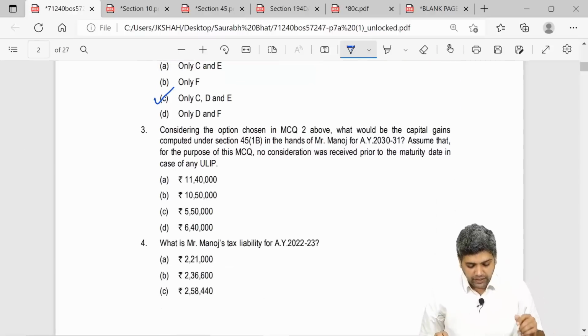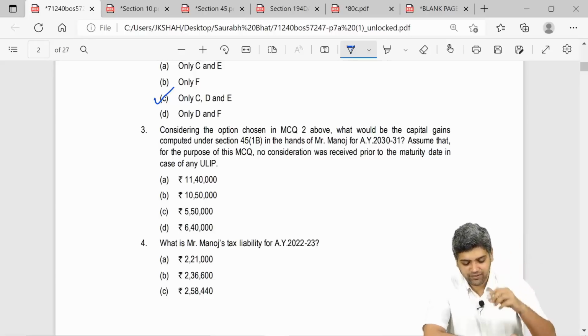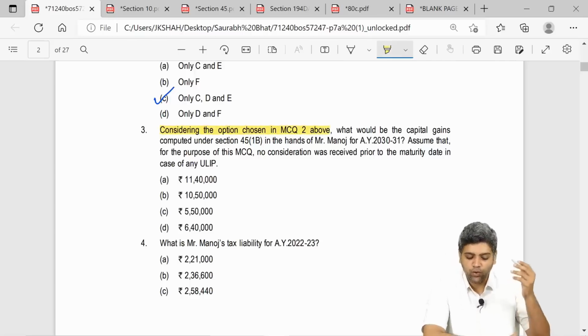Anyway, let's move ahead to the next question. Then they say, third question, considering the option chosen in MCQ 2 above. So this is a very good way of our institute. If you get one wrong, everything after is wrong. Considering the option chosen in MCQ 2 above, what would be the capital gain computed under 45(1)(b) in the hands of Mr. Manoj in AY 3031? Assume that for the purpose of this MCQ, no consideration was received prior to the maturity date.